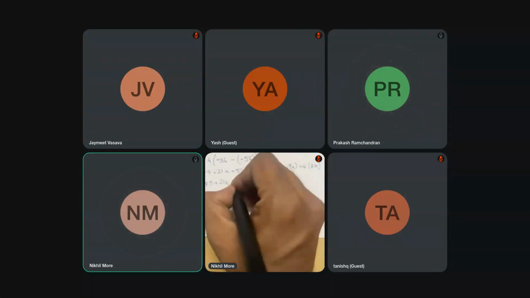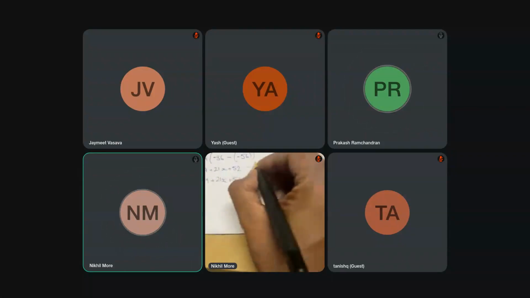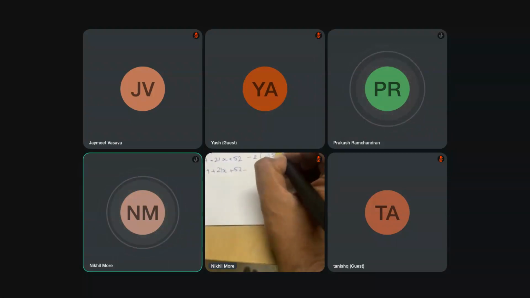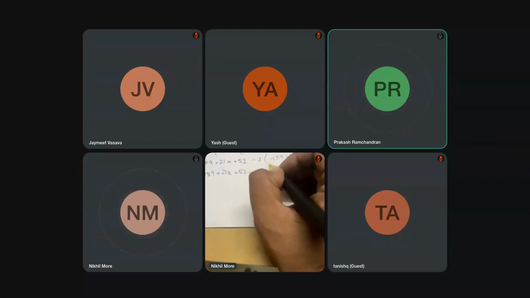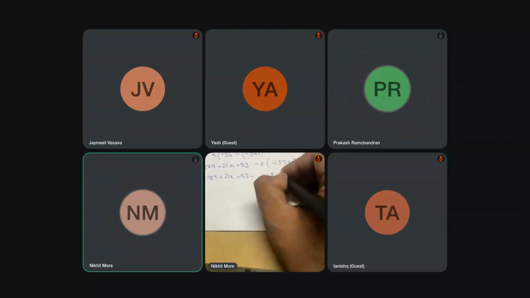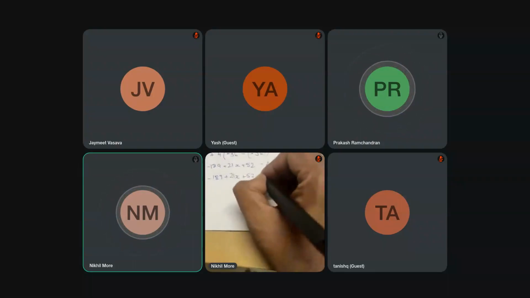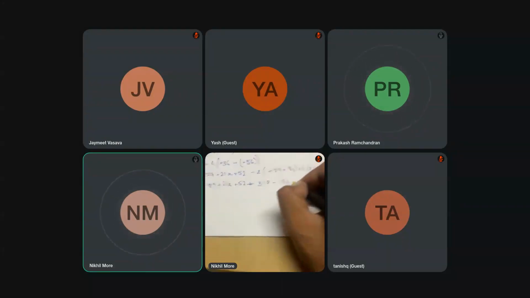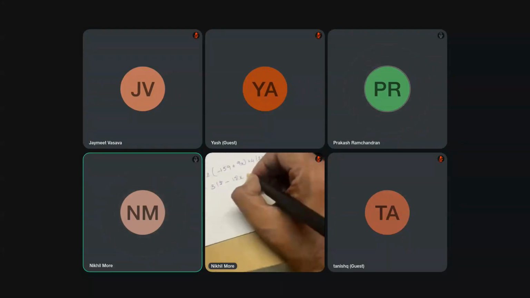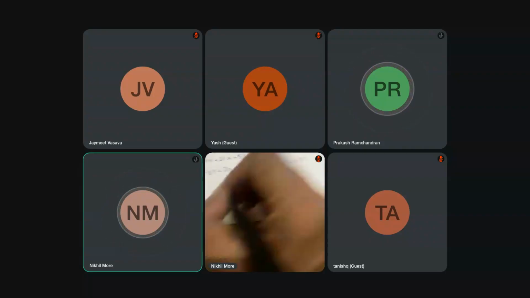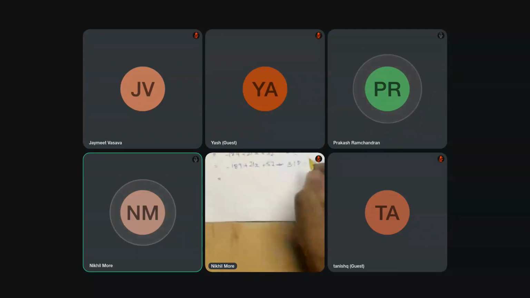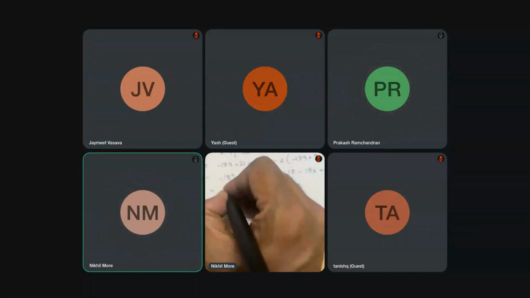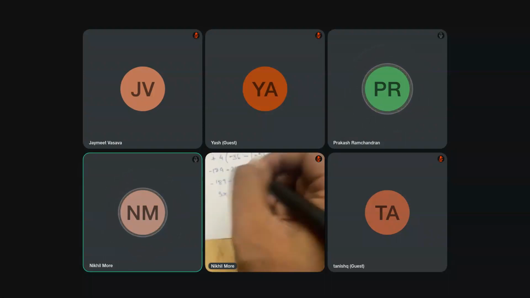plus 21x plus 2, minus 68, plus 1, minus 18x, plus 8, plus 21 minus 18 is 3x.